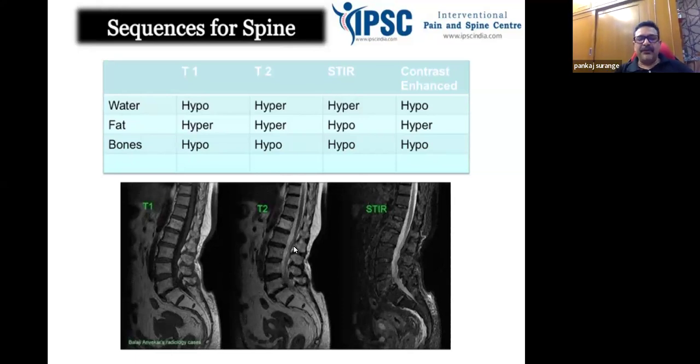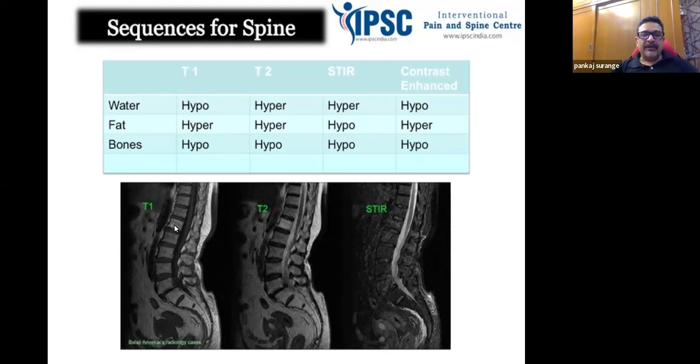Now, as you go more anterior, you can see some darker structures over here. These are the nerve roots, a bunch of nerve roots hanging in the CSF. Now CSF is water, so it will look white on T2 and dark on T1. Go more anterior, we will see the vertebral bodies, they will look darker on both T1 and T2.